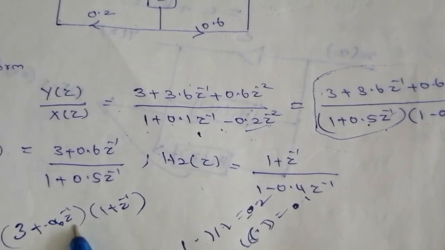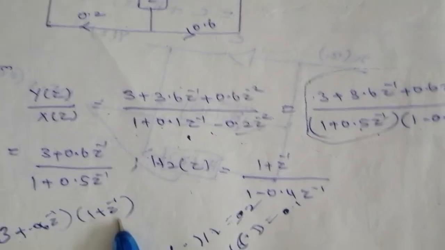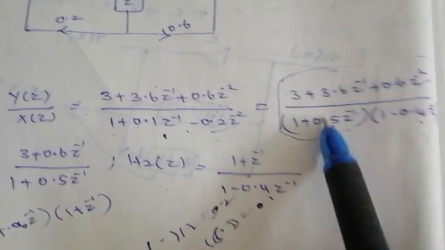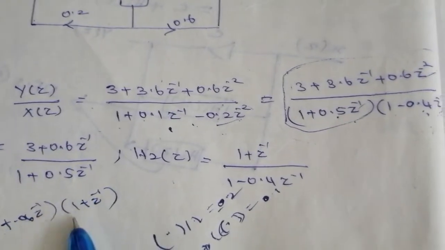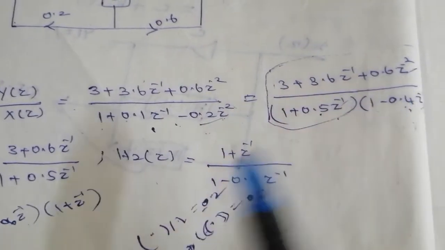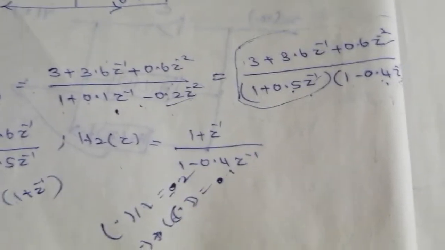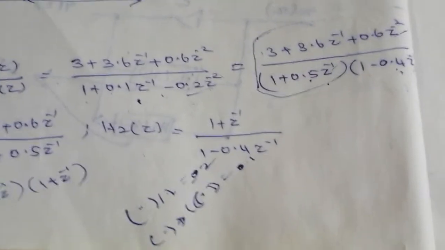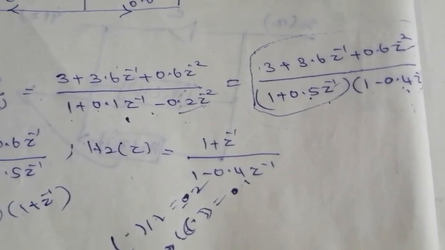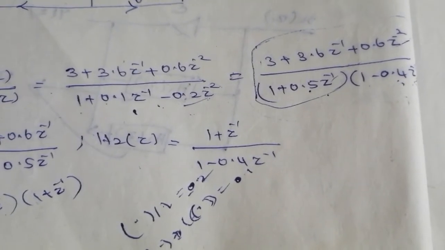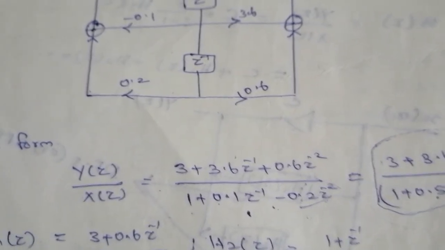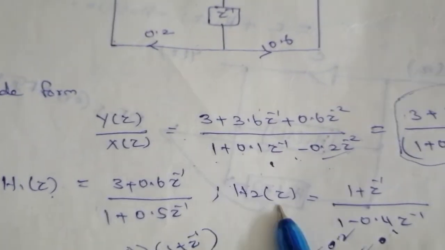3 plus 0.6 z inverse into 1 plus z inverse. So this term divided by this factor is H1 of z, and the second term, numerator over denominator, is another H2 of z. So now multiply these two values, we get H of z, right? So here in cascade form, the H of z is nothing but H1 of z into H2 of z.